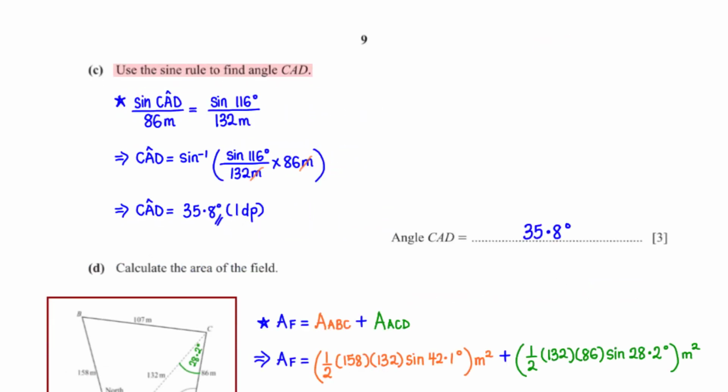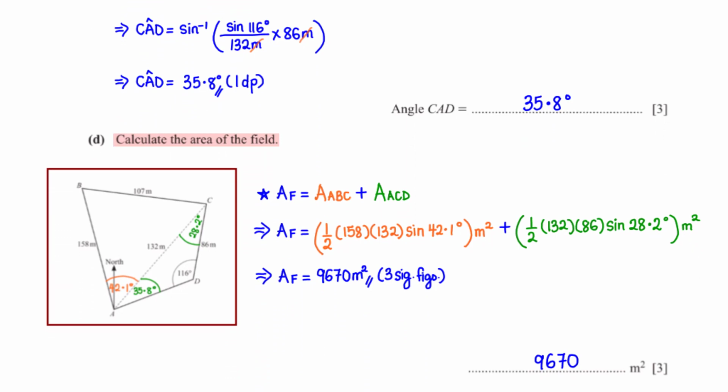Use the sine rule to find angle CAD. When we apply the sine rule to triangle ACD, this is what we have. When we make angle CAD the subject, this is what we get. When we type this into the calculator, we get 35.8 degrees rounded to 1 decimal place.